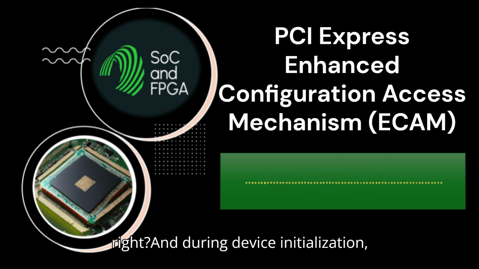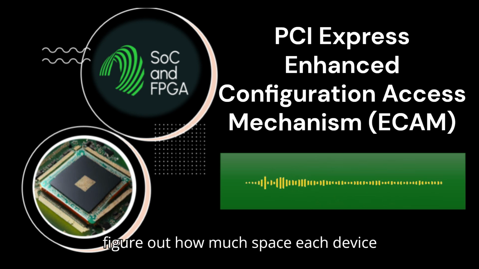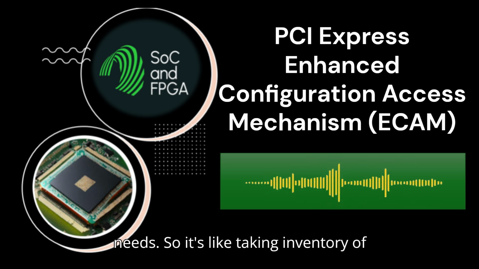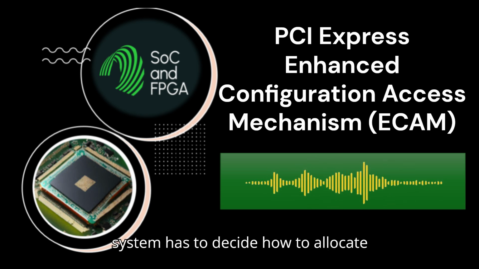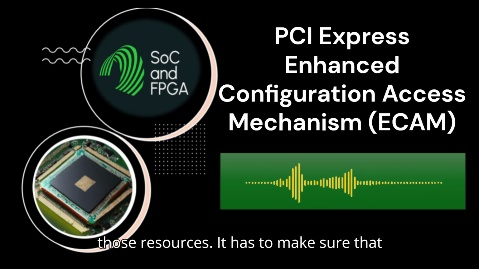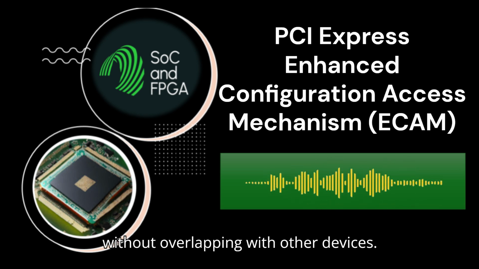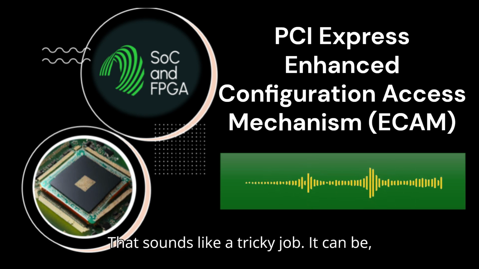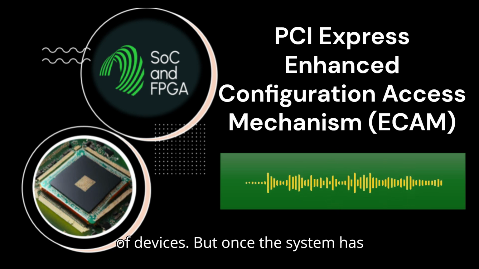and outputs. Right. And during device initialization, the system uses ECAM to read the BARs and figure out how much space each device needs. So it's like taking inventory of all the requests. Exactly. And then the system has to decide how to allocate those resources. It has to make sure that each device gets the space it needs without overlapping with other devices. That sounds like a tricky job. It can be, especially in a complex system with lots of devices.